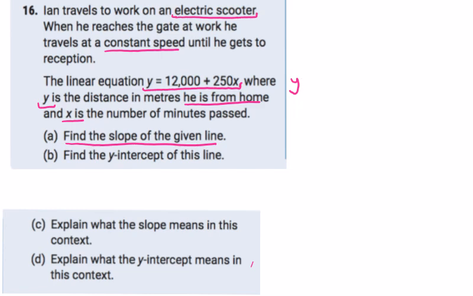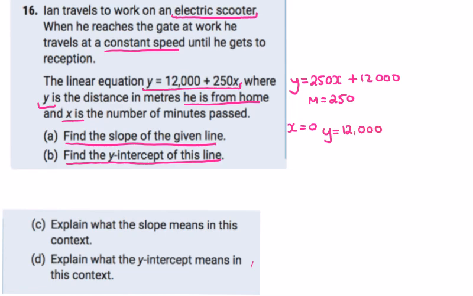When we have it in the form y is equal to mx plus c, we just put the mx first, 250x plus c, 12,000. So the slope is equal to 250. Find the y-intercept, that's when x is equal to 0. Y is equal to 12,000. So the point is (0, 12,000).